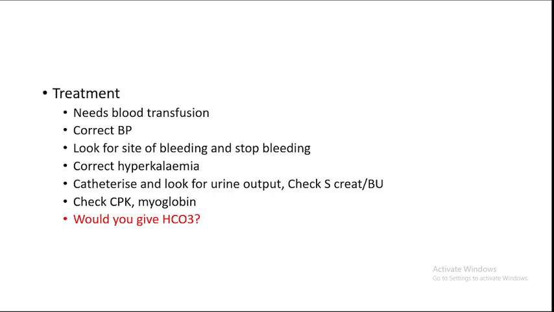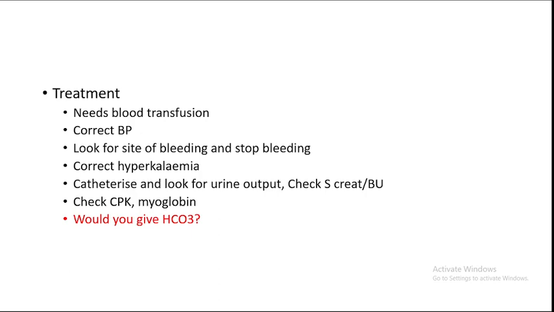The patient needs blood transfusion, correction of blood pressure, and look for signs of bleeding and stop bleeding. Correct the hyperkalemia, otherwise it's going to go for arrhythmias and stuff. And you need to look for acute kidney injury now. You need to screen for the rhabdomyolysis.